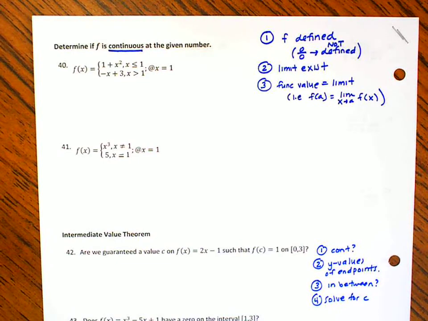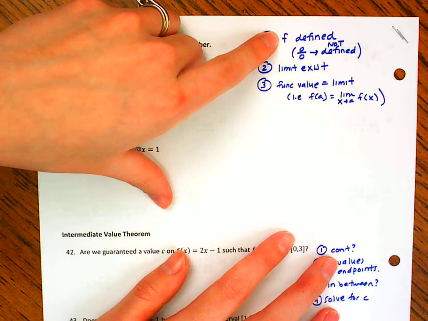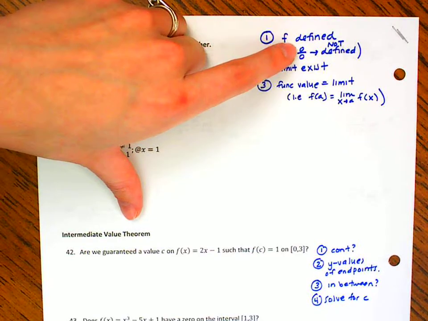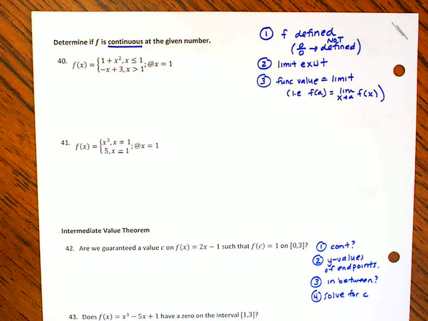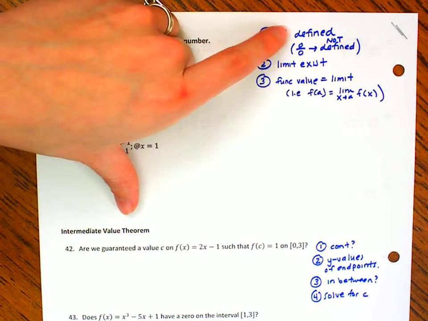Remember, if any of these things break down, if my function isn't defined, so remember, for a function value, if I get 0 over 0, that's not defined. For limits, we have magic we can do, or mathemagic with 0 over 0. We can factor, we can rationalize. That's only if it's a limit. For a function value, 0 over 0 is not defined.